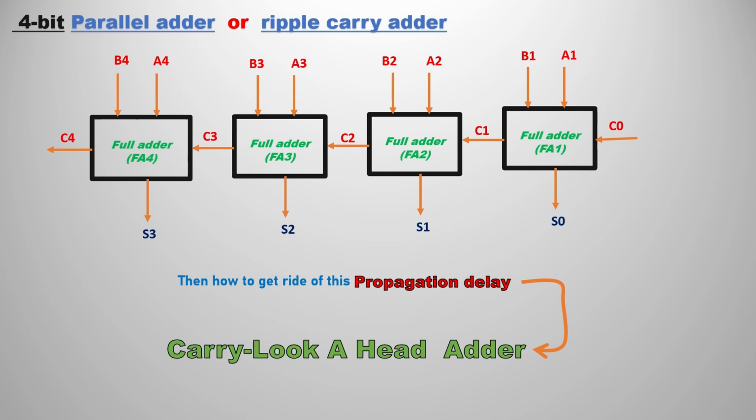So how can we avoid the propagation delay in parallel adders and ripple carry adders? We cannot avoid it directly in this type of ripple carry adder or parallel adder. So we can have another type of circuit in which we can avoid the propagation delays. That is known as the carry look ahead adder. We are going to see this type of circuit in the upcoming video, so stay tuned. Remember, this adder will work without any propagation delay.